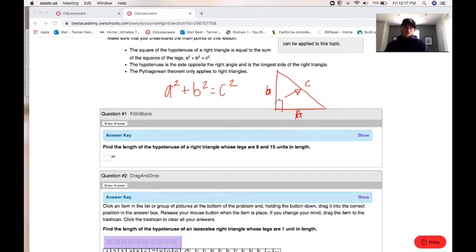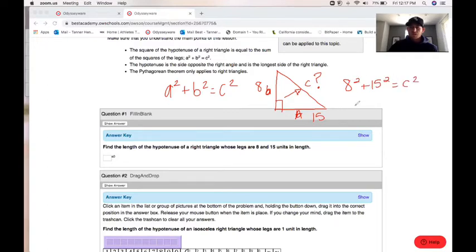So we're just trying to figure out what is a, what is b, and then we see if we have c. So it says find the length of a hypotenuse. So we're trying to find the length of c of a right triangle with the legs 8. So say this is 8 and this is 15. So we have 8 squared plus 15 squared equals c squared.